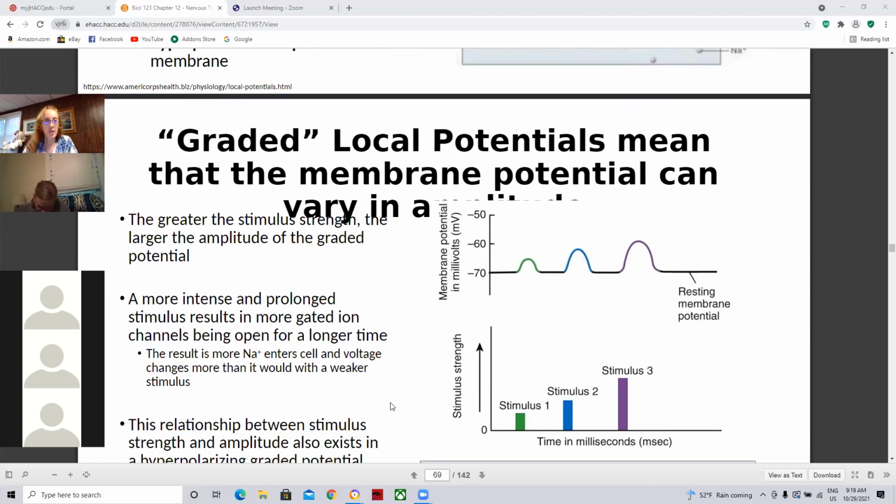So graded local potentials means that the membrane potential can vary in amplitude. The greater the stimulus strength, the larger the amplitude of the graded potential. A more intense and prolonged stimulus is going to result in more gated ion channels being open for a longer time. The result is that more sodium is going to enter the cell, and voltage changes are going to be larger than they would be with a weaker stimulus.